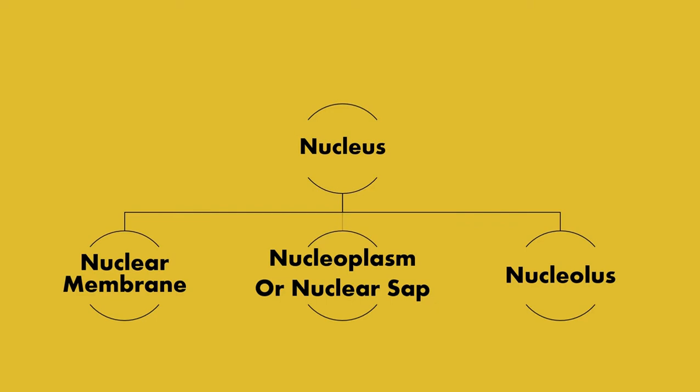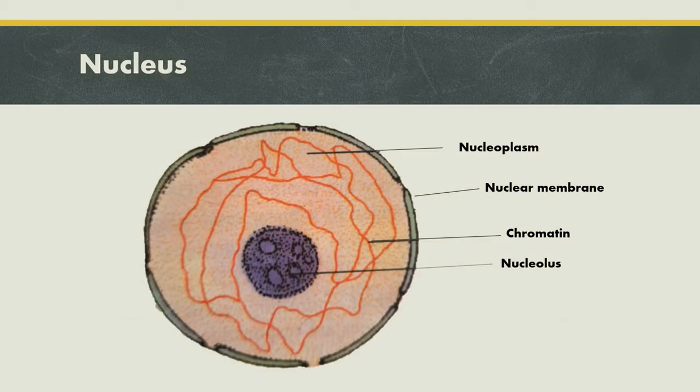Nuclear sap or nucleoplasm is the cytoplasm within the nuclear membrane in which chromatin and nucleoli are suspended. This chromatin material mainly consists of DNA, that is deoxyribonucleic acid. Nucleolus, plural nucleoli. Nucleolus is a spherical body present inside the nucleus. Nucleolus lacks a membrane and is concerned with the formation of ribosome and helps in protein synthesis.